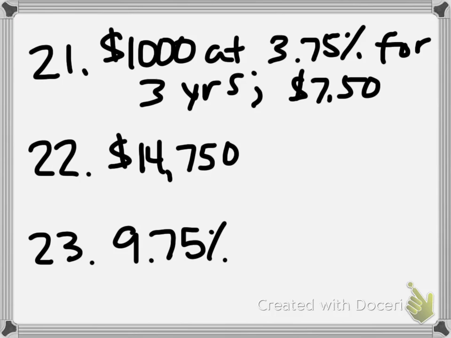Okay, let's see how you did with simple interest some more. So number 21, the simple interest loan would be $1,000 at 3.75% for 3 years, which would yield $7.50. And then number 22, for Wade, how much money did he pay back? He paid back $14,750. And number 23, how much was the rate that Celeste borrowed? That was 9.75%.